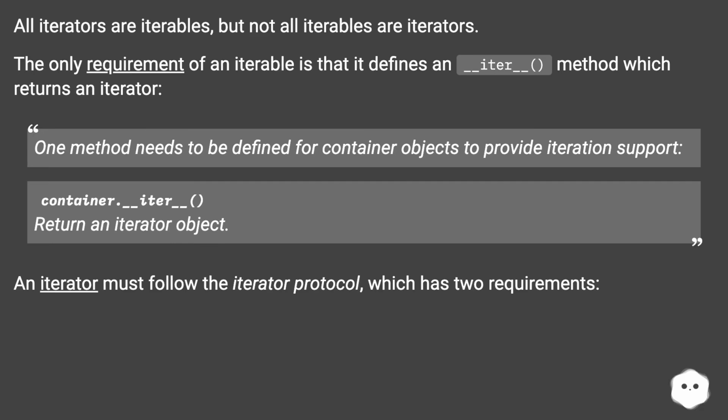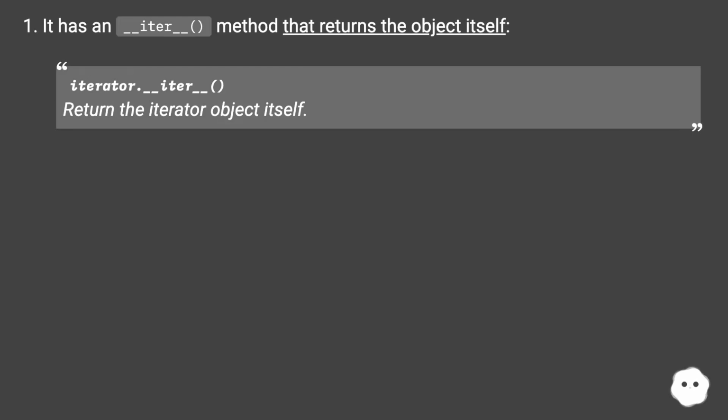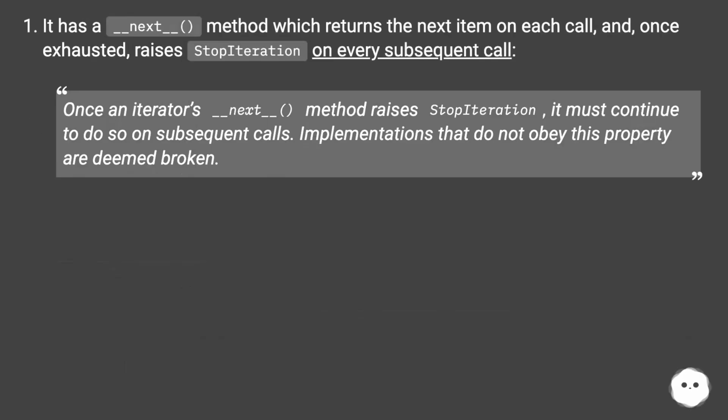An iterator must follow the iterator protocol, which has two requirements. It has an __iter__ method that returns the object itself: iterator.__iter__ returns the iterator object itself. It has a __next__ method which returns the next item on each call, and, once exhausted, raises StopIteration on every subsequent call. Once an iterator's __next__ method raises StopIteration, it must continue to do so on subsequent calls. Implementations that do not obey this property are deemed broken.